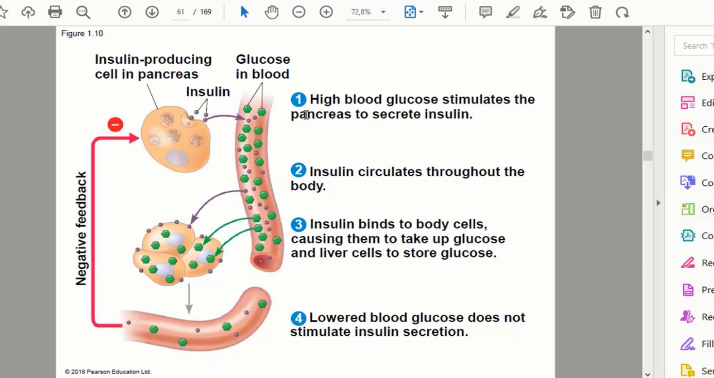So the first process is that the high blood glucose stimulates the pancreas to secrete insulin. This insulin will then be circulated through the body. Then this insulin will bind to the cells, causing them to take up the glucose, and liver cells to store this glucose from the blood. Therefore, the final result is that the glucose no longer stimulates insulin secretion.